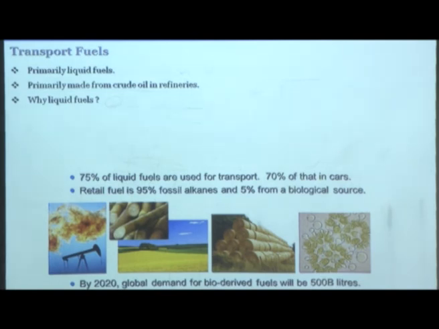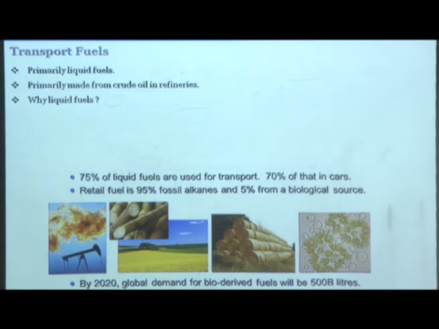If we come to the transport fuels, so this is the overall general scenario. Now I'll focus more on the transport fuels. If you look at the primary transport fuels, they are primarily liquid fuels. Which are the fuels? Petrol and diesel, and maybe CNG to some extent. CNG is the only gaseous fuel. They are primarily made from crude oil in refineries.